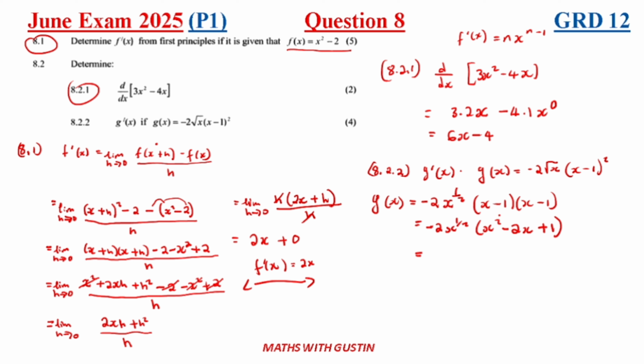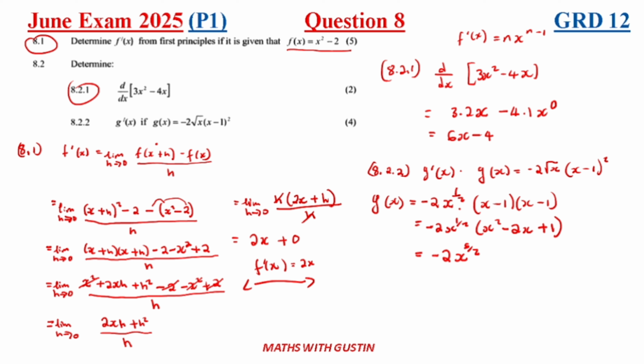-2x to the power of half times x squared, -2 will remain, and then you're going to have a half plus 2. Half plus 2 is going to give us x to the power of 5 over 2.